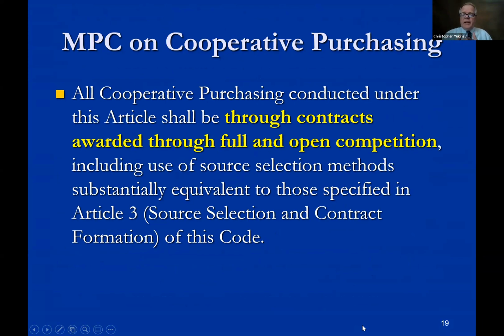So the MPC says that all cooperative purchasing conducted under the relevant article of the MPC shall be conducted through contracting awarded through full and open competition, including use of source selection methods substantially equivalent to those specified in Article 3. So your reading of this, Scott, is that if you're using, let's say, the NASPO ValuePoint contracts, those master contracts have to be awarded using full and open competition. But you're reading this guidance to mean that that requirement doesn't necessarily carry over to the task or delivery orders. Is that right? Correct. Now, as I say, this is an area of ambiguity.